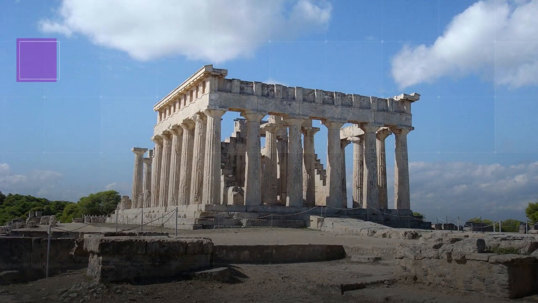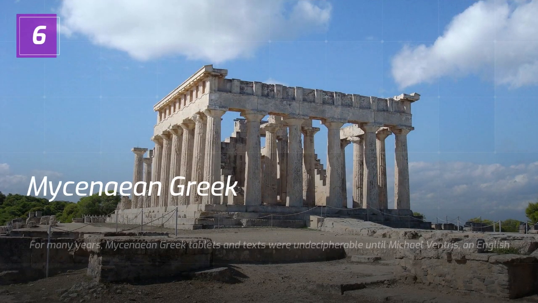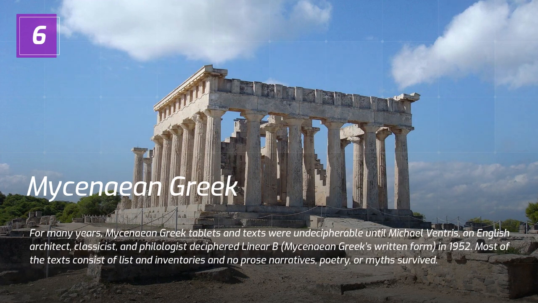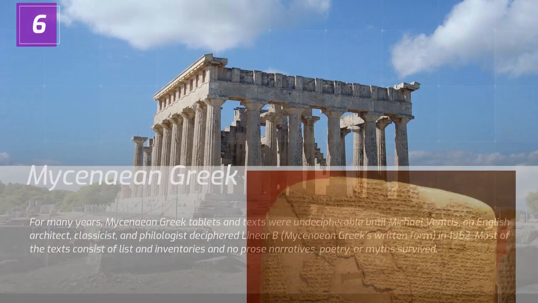For many years, Mycenaean Greek tablets and texts were undecipherable until Michael Ventris, an English architect, classicist, and philologist, deciphered Linear B, Mycenaean Greek's written form, in 1952. Most of the texts consist of lists and inventories, and no prose narratives, poetry, or myths survived.